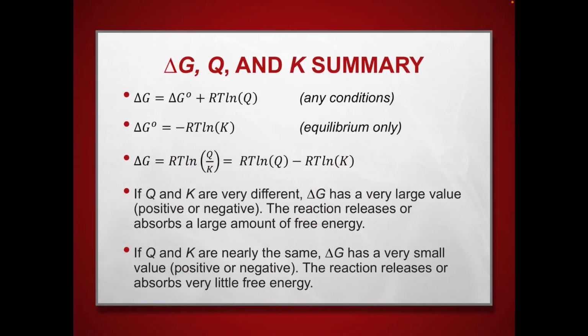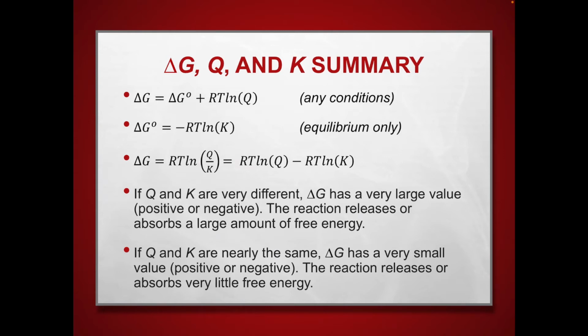All right, so just to sum up, we have our equation here, delta G is equal to delta G naught plus RT times the natural log of Q, and that's for any conditions at all. It can also be used for equilibrium. You'd just plug in a 0 for delta G and then rearrange and solve. But if you know you're at equilibrium, then you can use that second equation, which is delta G naught is equal to minus RT times the natural log of K.